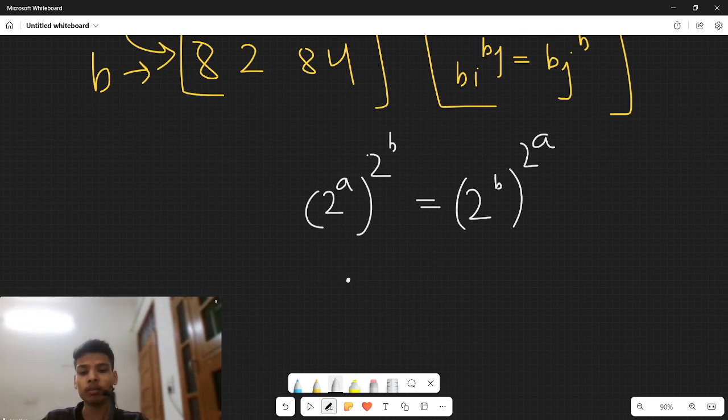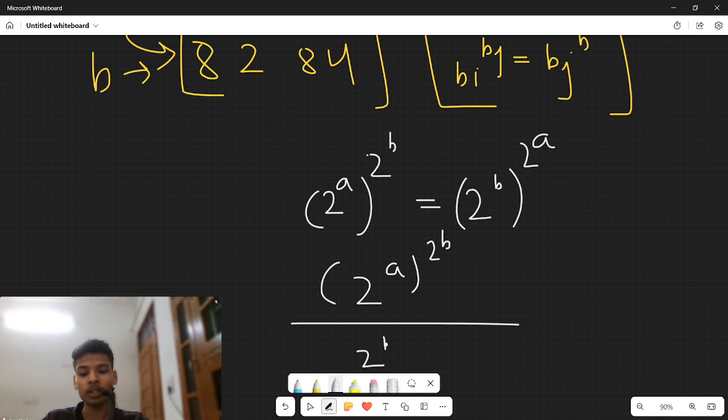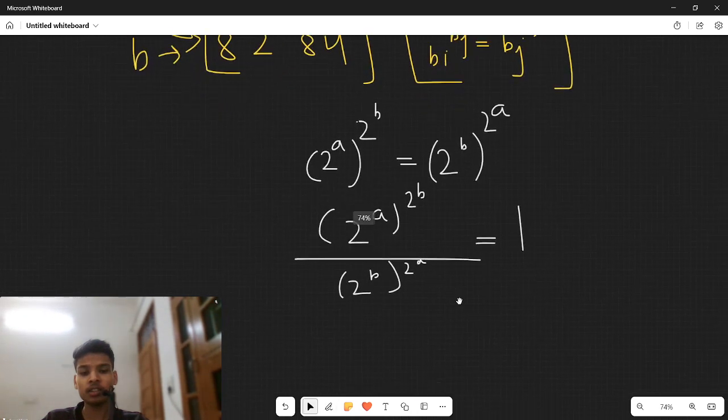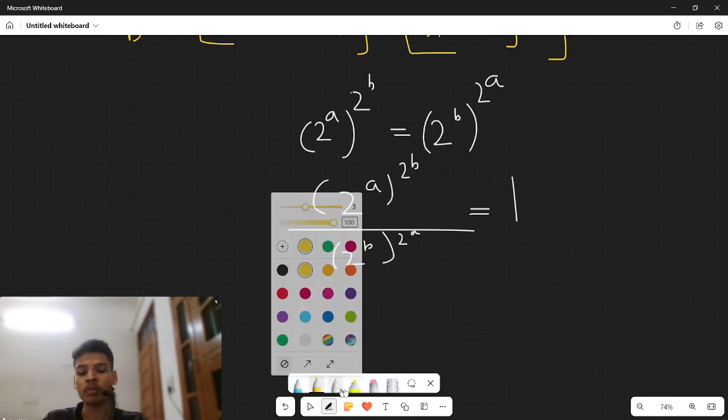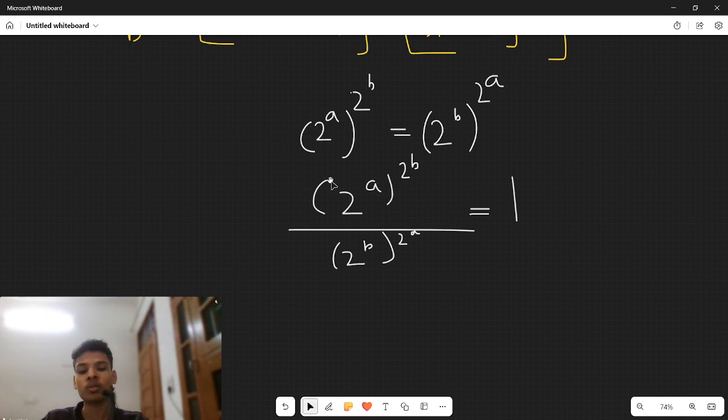If I rewrite this equation like this, 2 to the power a to the power 2 to the power b divided by 2 to the power b to the power 2 to the power a, this is equal to 1. So you can see this is converted into a mathematical equation. If you solve this equation, I'm not solving it here because it will take time, you can solve it yourself because this is the only remaining part of this question.